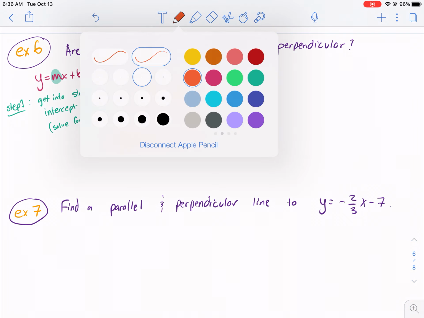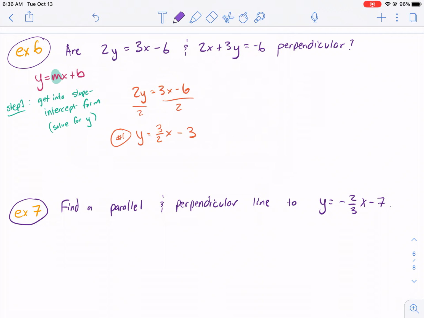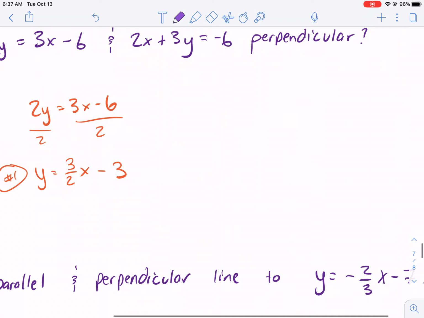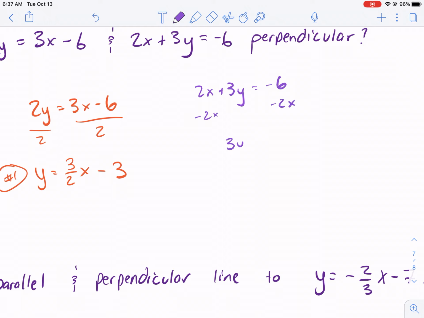And now I have to do it for the other one. So now we have 2x plus 3y equals negative 6. First thing I'm going to do is subtract 2x from both sides, to get the y by itself. 3y equals, I'm going to put the negative 2x first, just out of consistency. Now I divide both sides by 3. I get y equals negative 2/3 x. I like to make it a fraction. And then we have negative 6 divided by 3, which gives me negative 2.